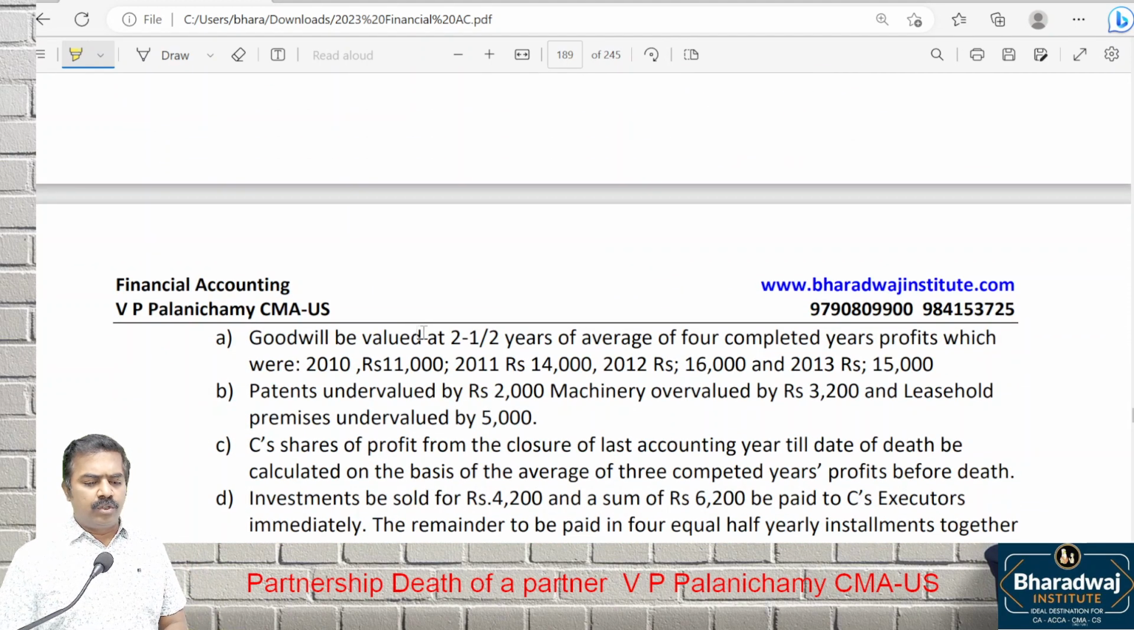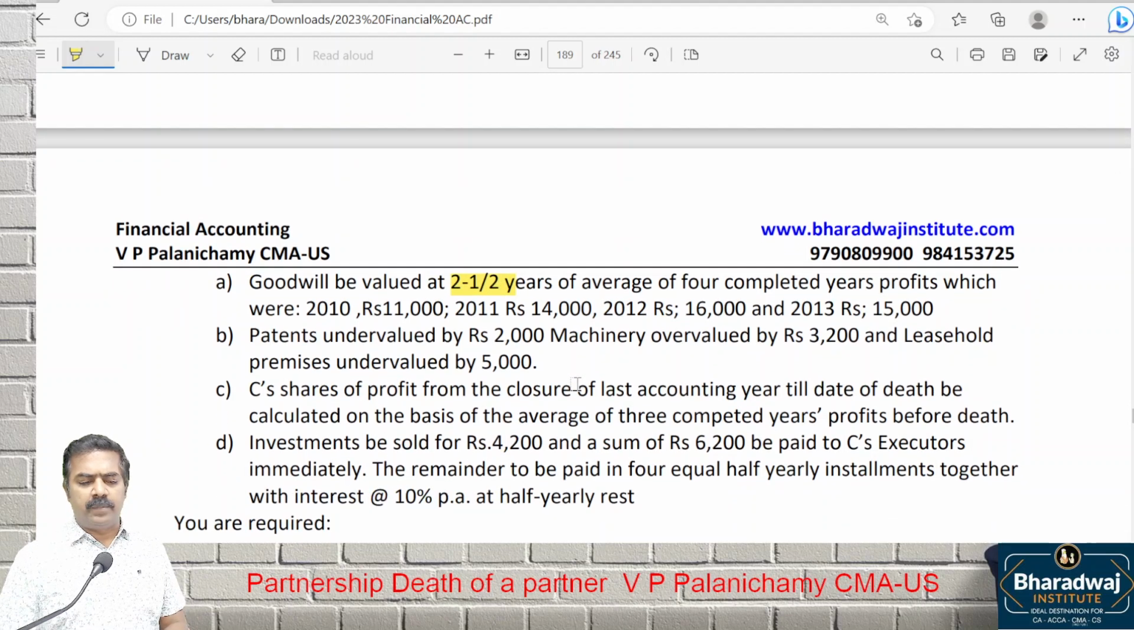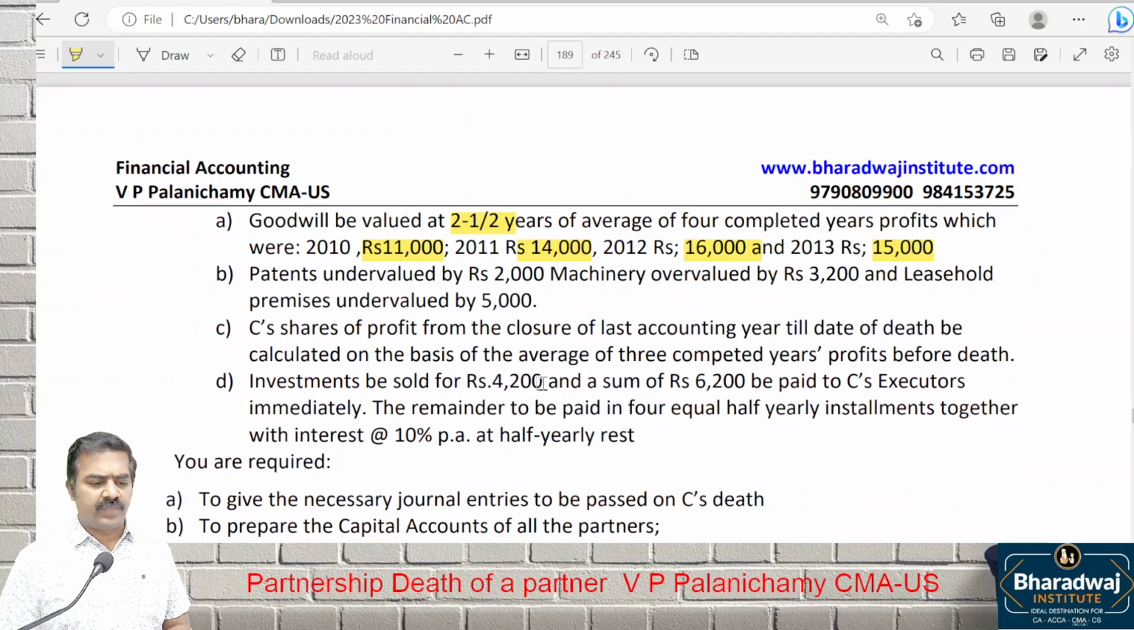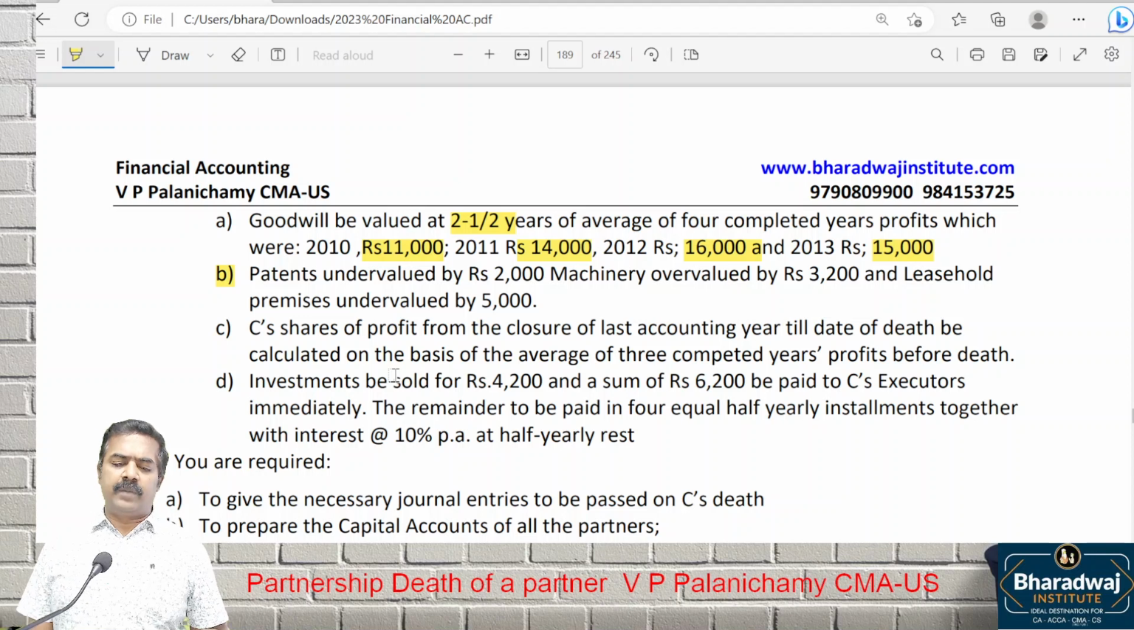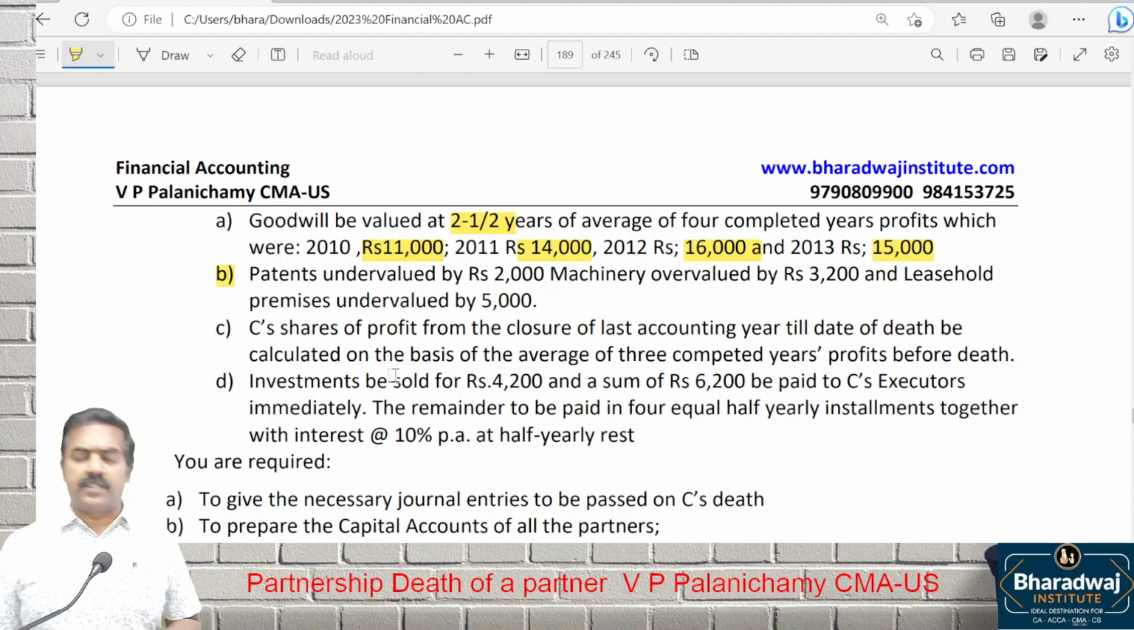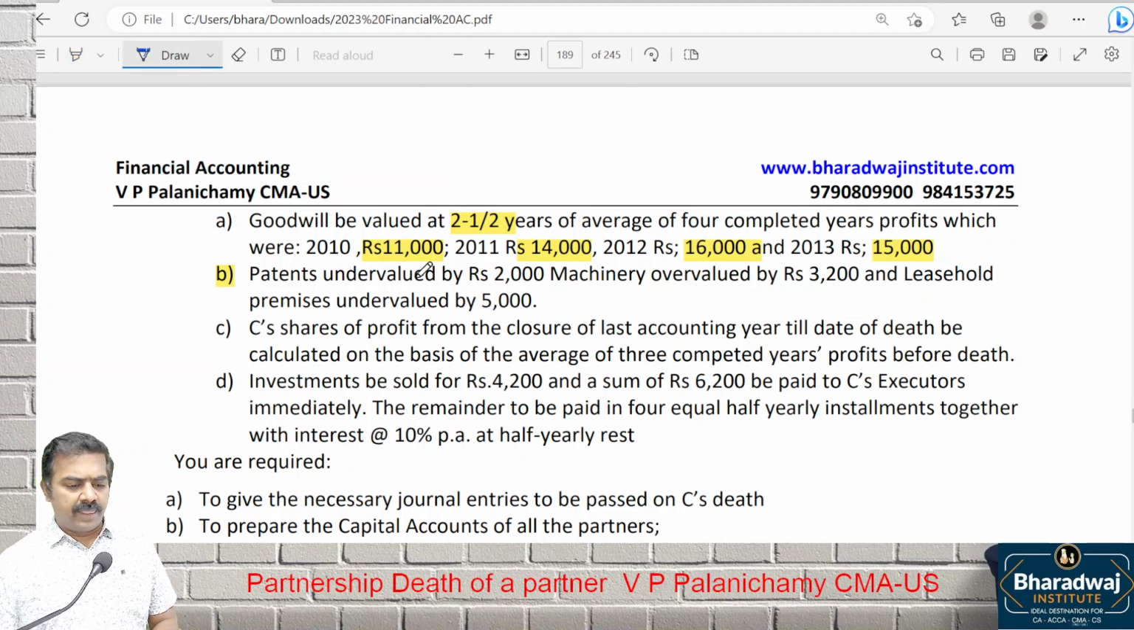Next, goodwill should be valued at 2.5 years' purchase of the average of 4 years' completed profits before the date given. So profits are given for 2013, 2012, 2011, 4 years in reverse, 2010, and you have to work out the 4 years average profit. Then point B talks about revaluation. Plant is undervalued by, machinery is overvalued by, leasehold premises is undervalued by, amounts given. Then what is the next one given? C's share of profit.